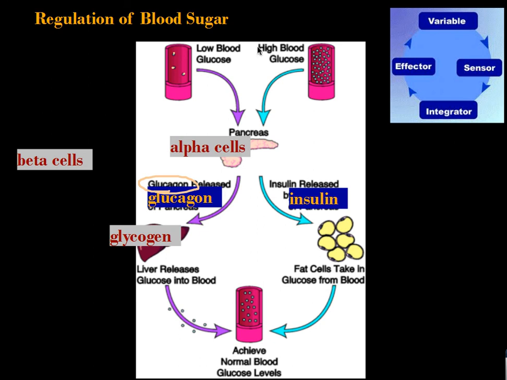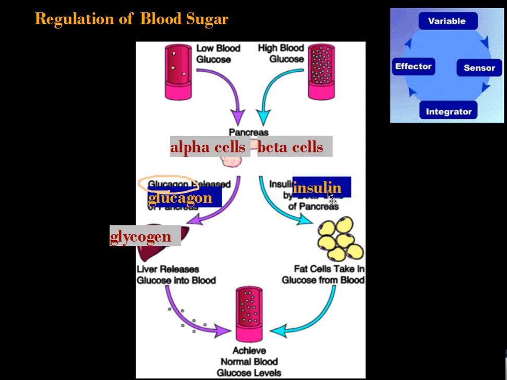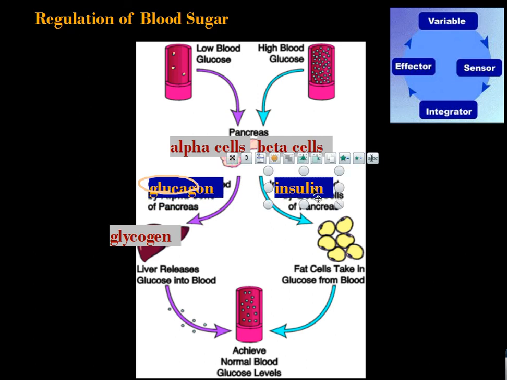Now what if we have high blood sugar? So we've just eaten a really high sugar meal, and there's a lot of sugar floating around in our blood. Our cells are going to sense it. Our pancreas is going to integrate what to do, and the beta cells of the pancreas, in an area called the islets of Langerhans within a small area of the pancreas, are actually going to produce insulin. Now insulin is a hormone just like glucagon is a hormone, but insulin does the opposite of glucagon.